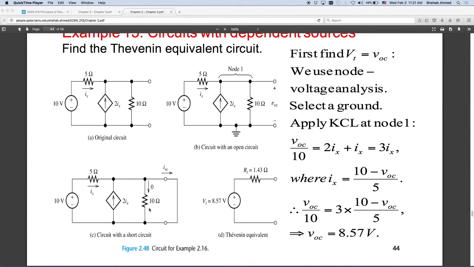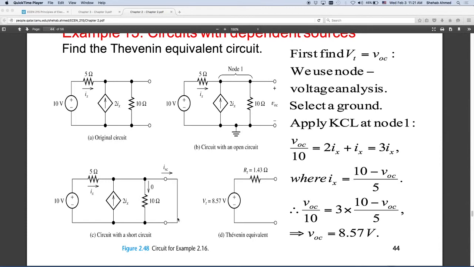So, is any current going to flow in this resistor? No, there's a short circuit across this resistor. So this resistor is not there, right? So current will flow from Ix and 2Ix into the short circuit, right? So what is Ix equal to? We calculated it here: 10 minus V open circuit divided by 5. Open circuit voltage is 8.57, so I know Ix. So I know Ix, I add it to 2Ix, and that's what's flowing in my short circuit.